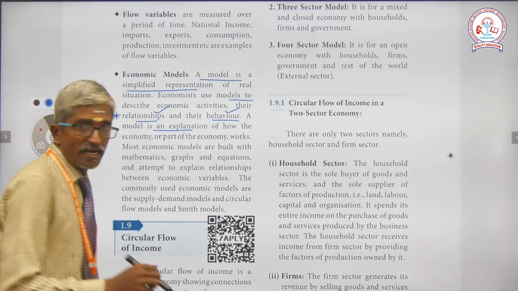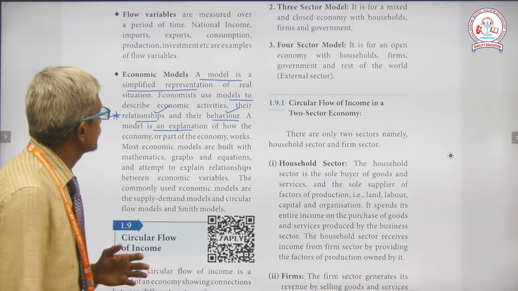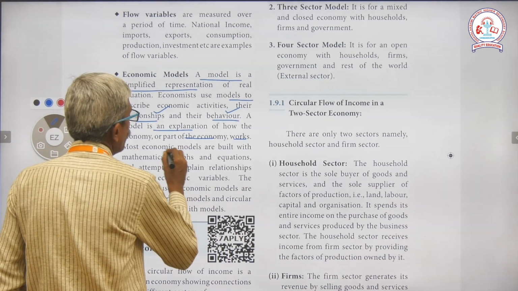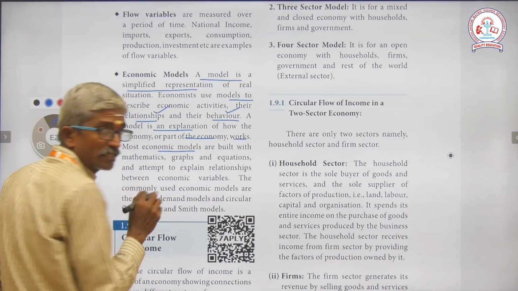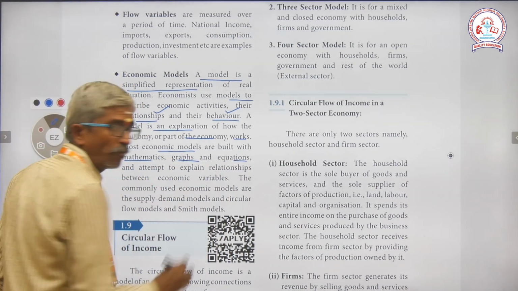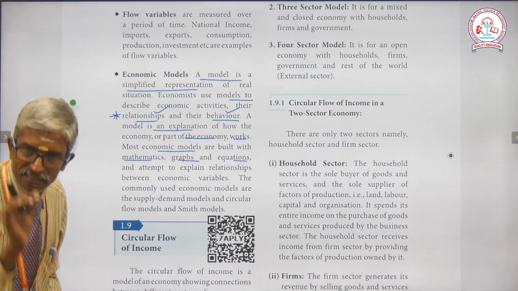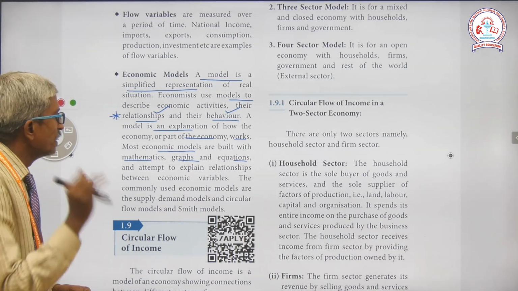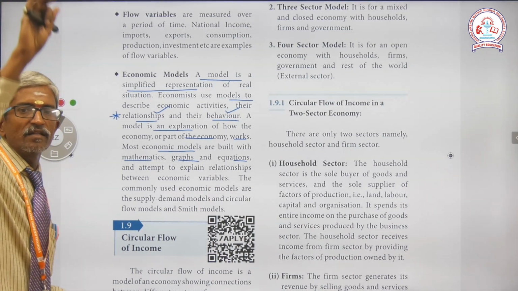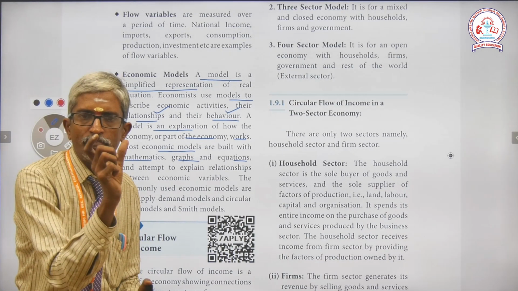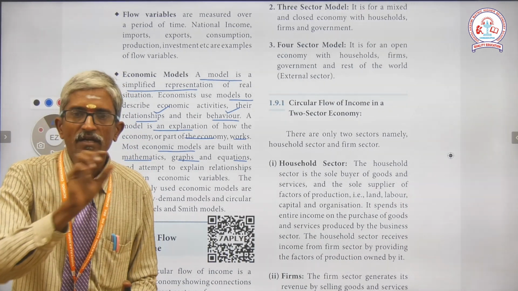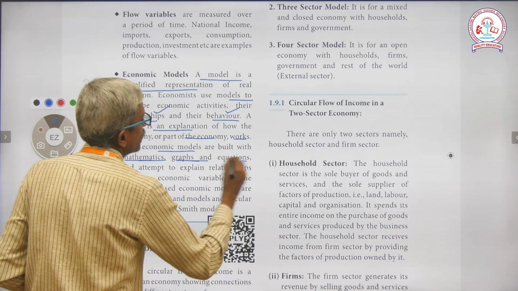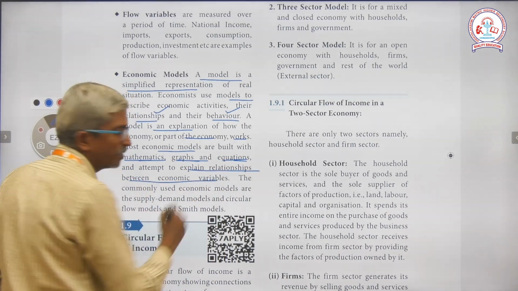Next, a model is an explanation. Another point: a model is an explanation of how a part of the economy works. That's all. Next point. Most economic models are built with the help of these 3 important concepts. Number 1, mathematics. Sure, they will apply mathematical rules here. Next, graphs they use to represent, and finally they use equations, where a lengthy statement can be written in one simple line. So mathematics is completely useful here. Mathematics, graphs and equations to explain the relationship between economic variables.